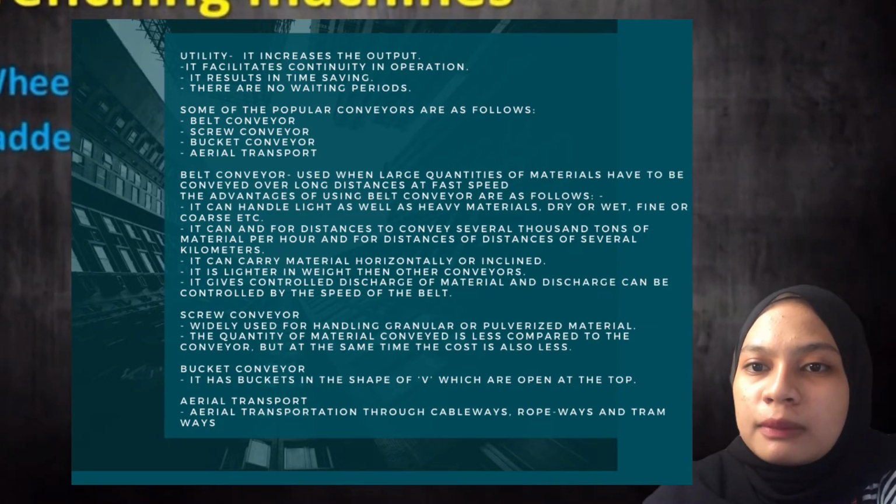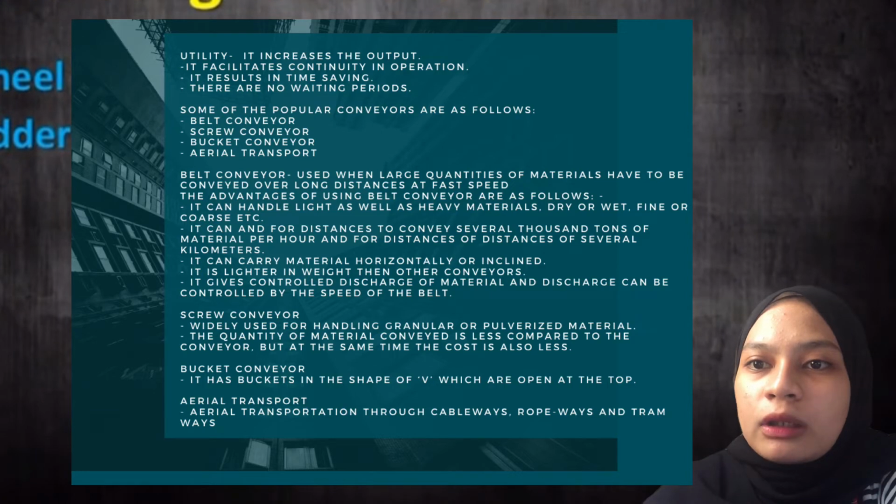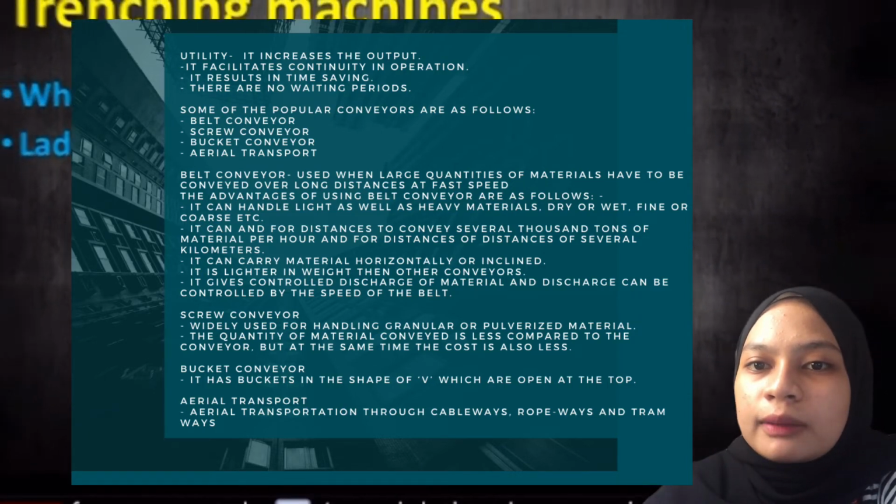Bucket conveyor has buckets in the shape of V, which are open on the top. Aerial transport is through cableways, ropeways, and tramways.